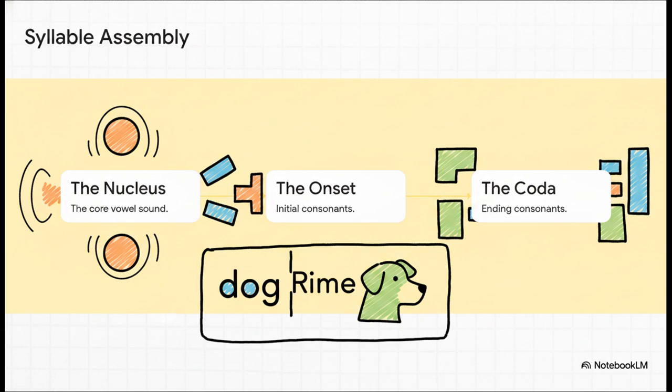We combine consonants and vowels to build syllables. A syllable always has a core, which is almost always a loud, sonorant vowel sound. We call this the nucleus. Let's assemble the word dog. The core vowel, the ah sound, is our nucleus.